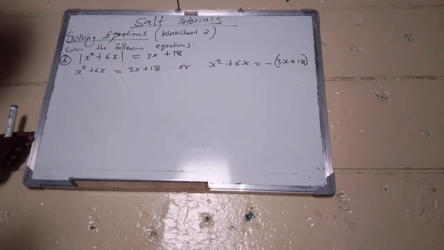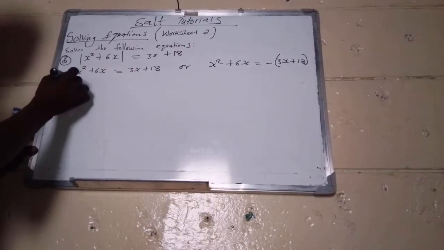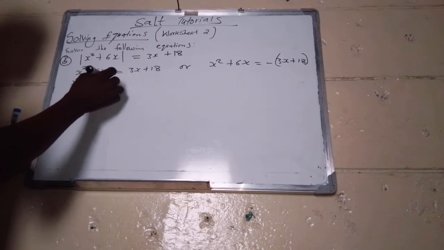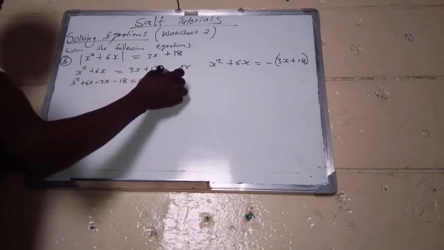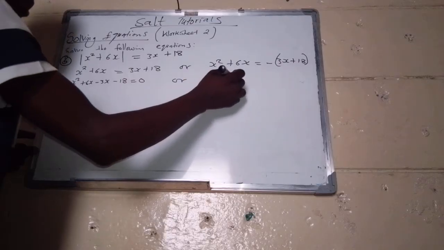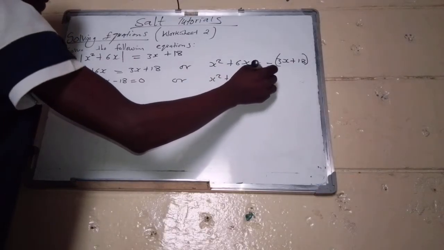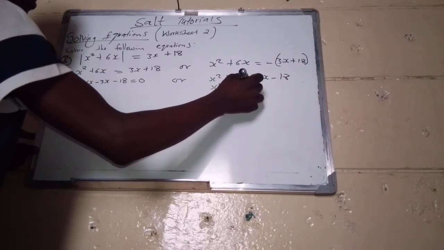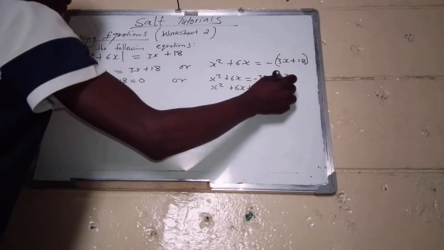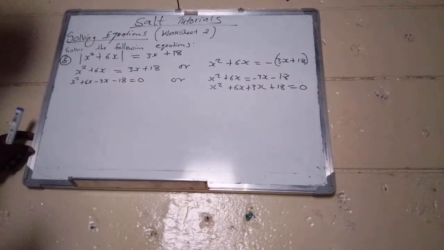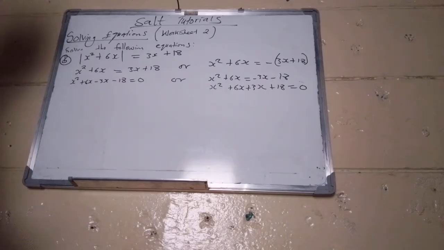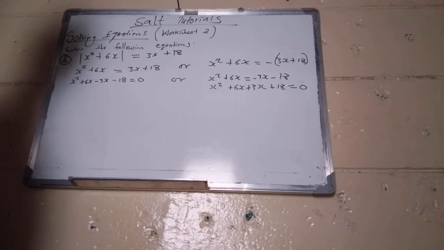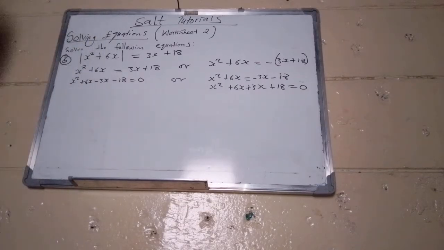So that we can have this equation formed as x squared plus 6x minus 3x minus 18 is equal to 0, or x squared plus 6x is equal to negative 3x minus 18, so that you can have x squared plus 6x plus 3x plus 18 is equal to 0. So we have two equations now given to us. How do we solve these two equations? Now we're going to solve these two quadratic equations.